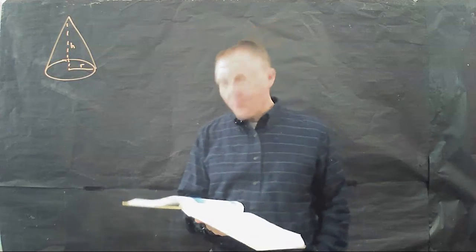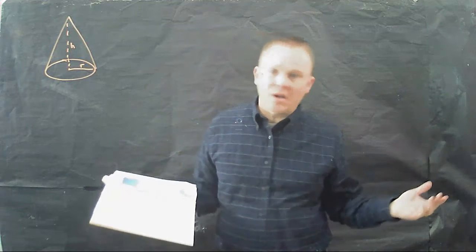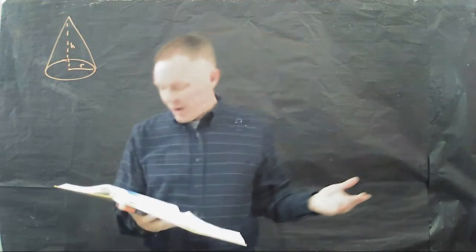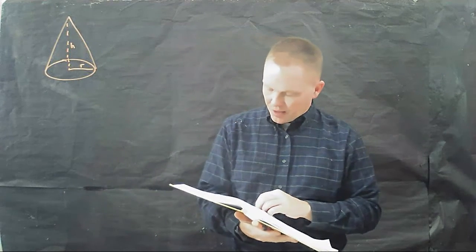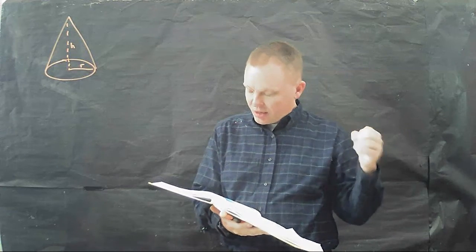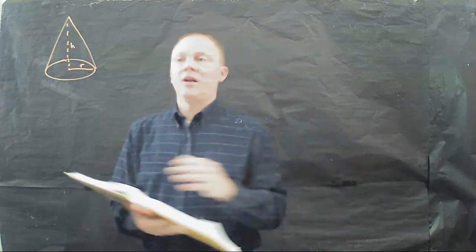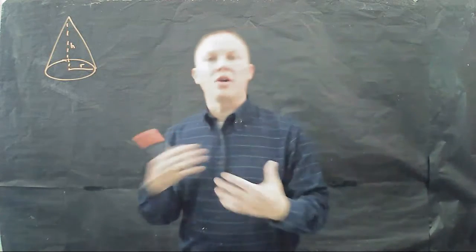Okay, so problem 35 here. This is similar to the conical tank problem, but it's a conical pile. It says gravel being unloaded from a truck falls into a pile shaped like a cone at a rate of 10 feet cubed per minute. The radius of the cone base is 3 times the height of the cone. So that basically is giving you the relationship between R and H.